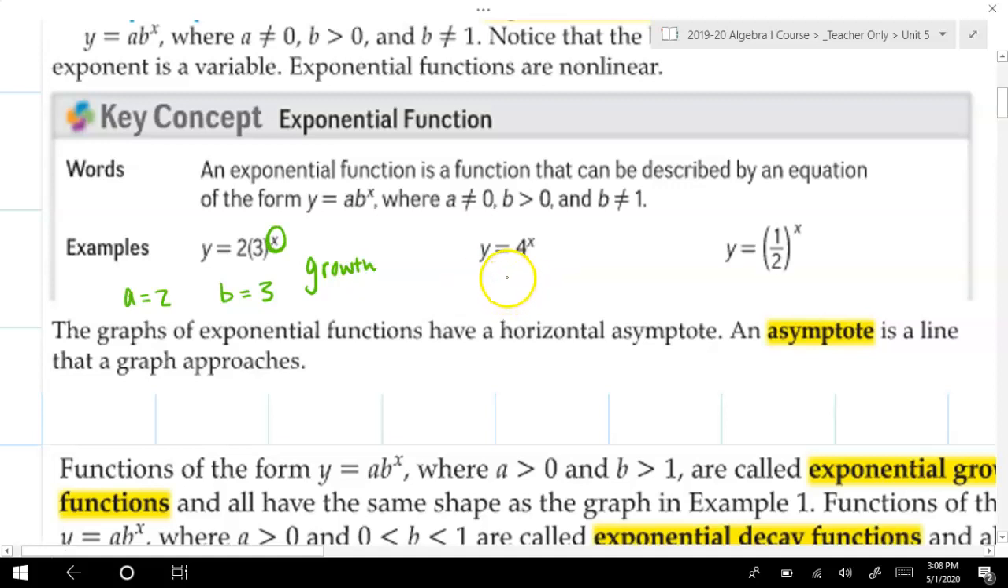If we look at the next equation, we have 4 to the x power. We know it's exponential because x is in the exponent. The base is 4, so again, it's going to show growth. A is invisible, and when we have multiplication and the number is invisible, that means a must equal 1.